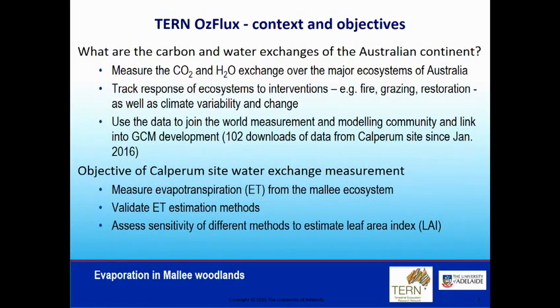Since January of this year, when our data has become available to the world scene, we've had 102 downloads from all over the world from people who are about to look at and use our data. So this talks really about one component, the water use over the Mallee and the measurement that we've made there, to look at how we might validate our estimation methods of evapotranspiration or evaporation, and then to assess the sensitivity of different methods of getting hold of leaf area index, which, as you'll see, is a very important part of describing how the exchange goes on between these systems.